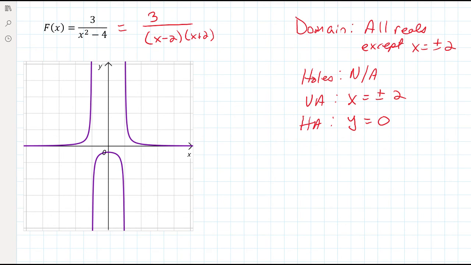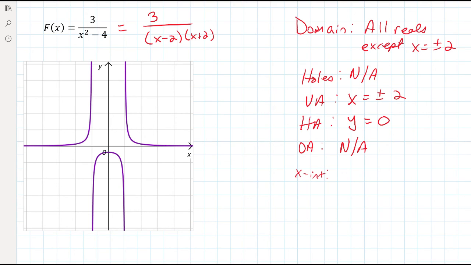Okay? And because we have a horizontal asymptote, that means we will definitely not have an oblique asymptote, because you can't have both an HA and an OA. All right? X-intercept, I don't think we're going to have one.